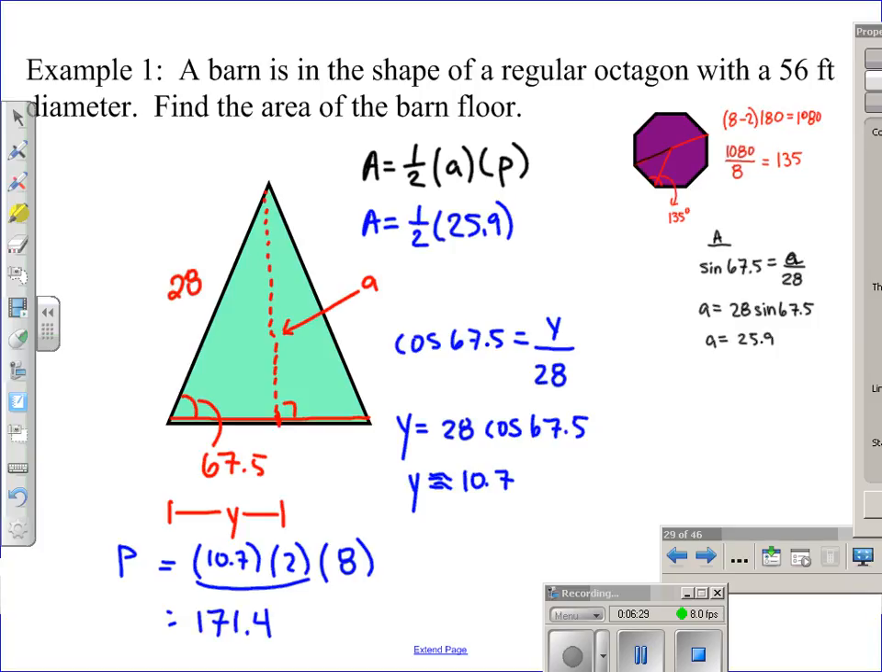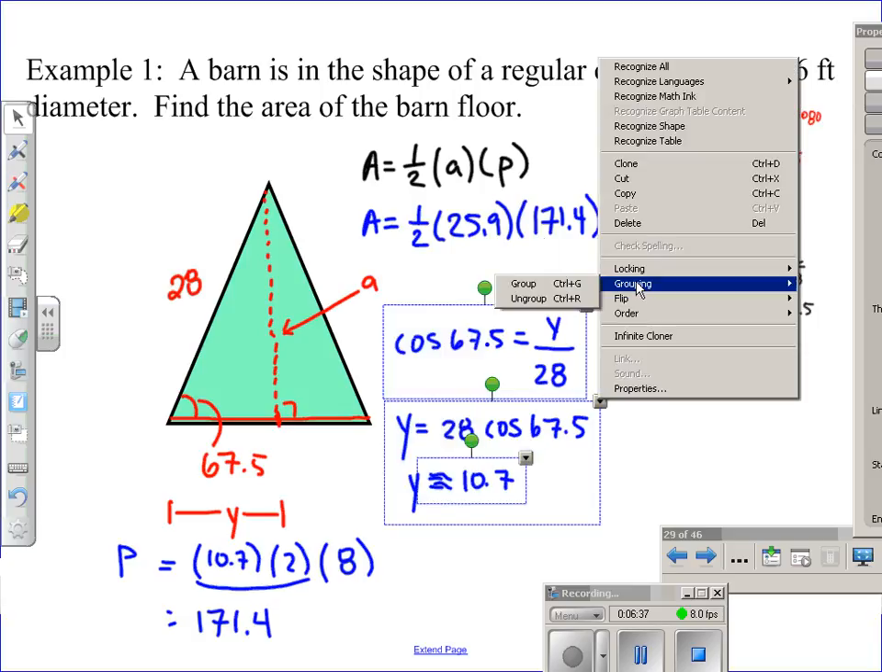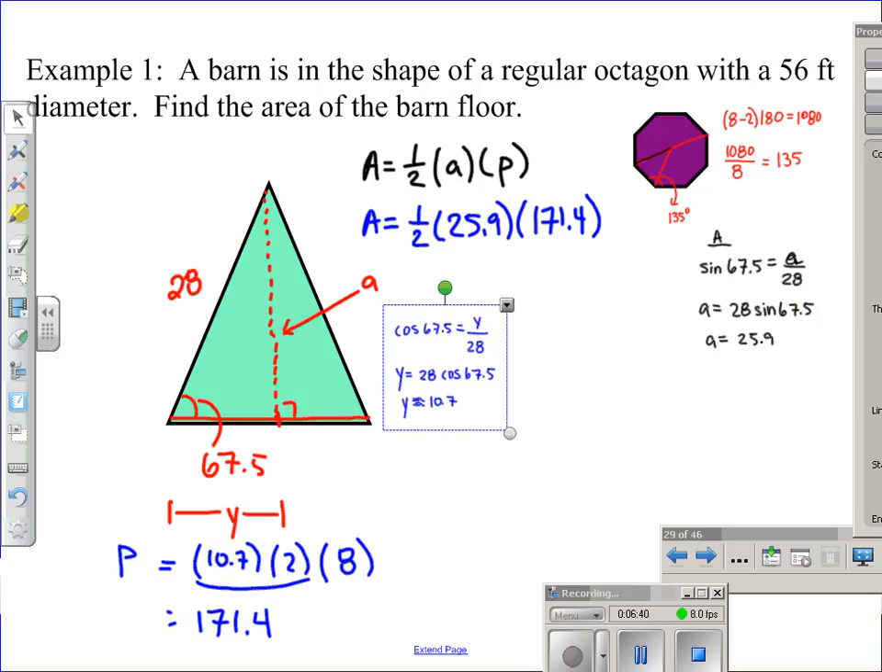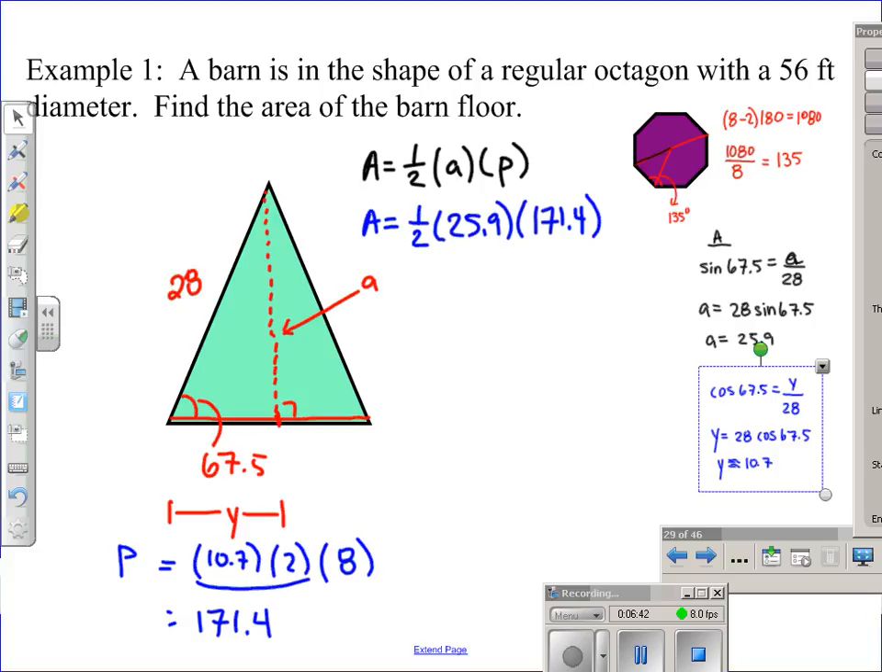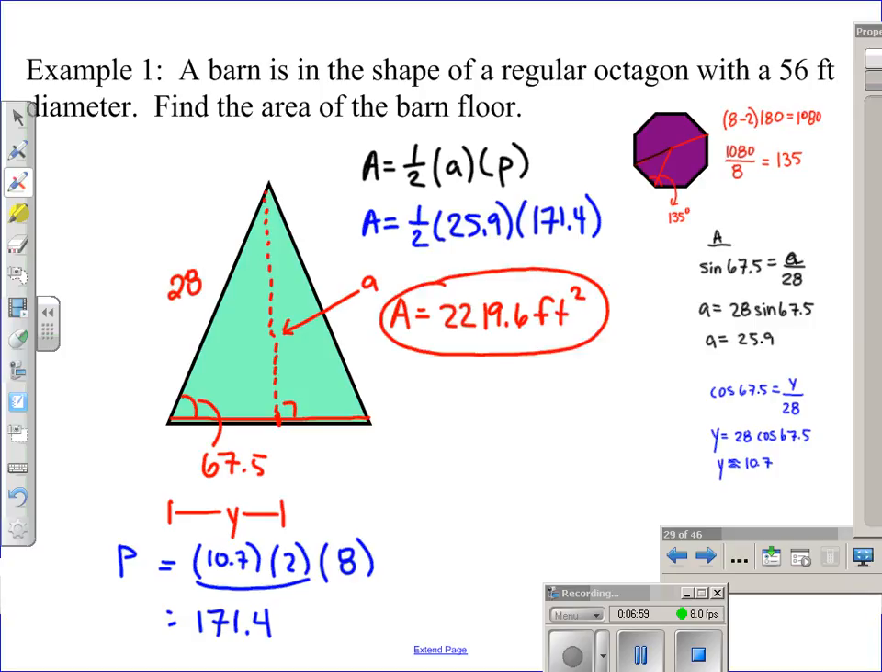Once we have that perimeter, we can put that into our equation, and then we have everything we need to calculate the area. So this would tell me that the area is 2,219.6, and the dimensions were given in feet, so that's square feet. And that's the area.